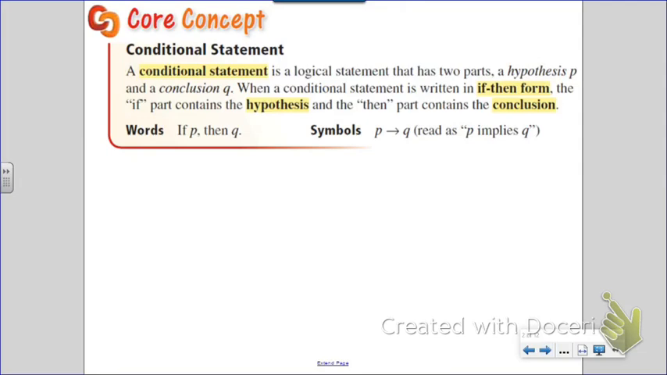A conditional statement is a logical statement that has two parts: the hypothesis, which we denote with the letter P, and a conclusion, which we'll denote with the letter Q. When a conditional statement is written in if-then form, the if part contains the hypothesis, and the then part contains the conclusion. We say, if P then Q. The symbol is an arrow, which means if P then Q. We're looking at just the structure of statements.